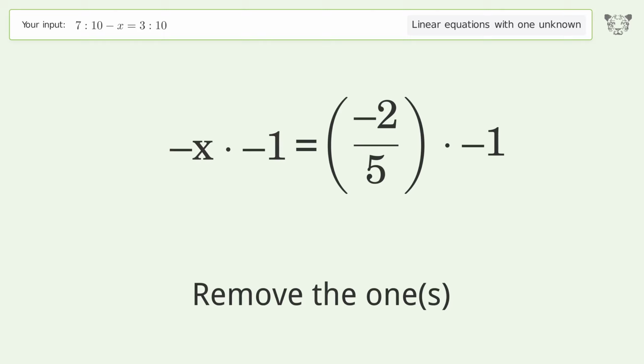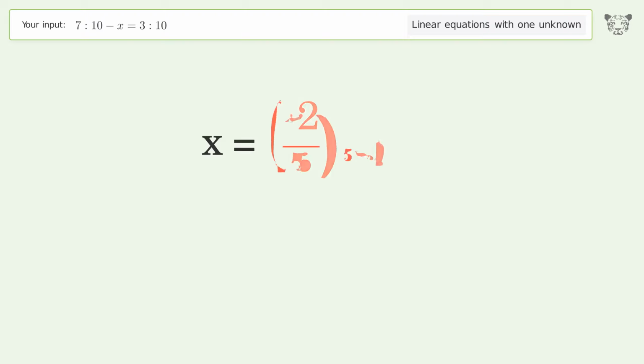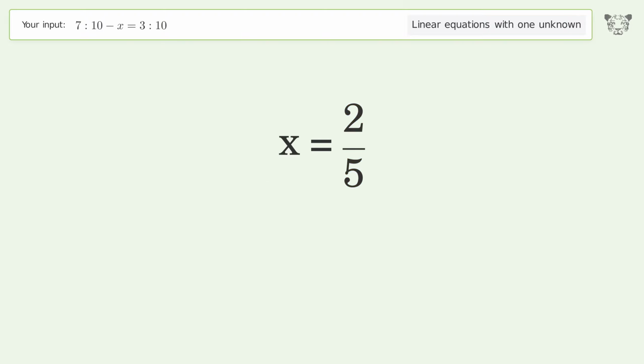Remove the ones. And so the final result is x equals 2 over 5.